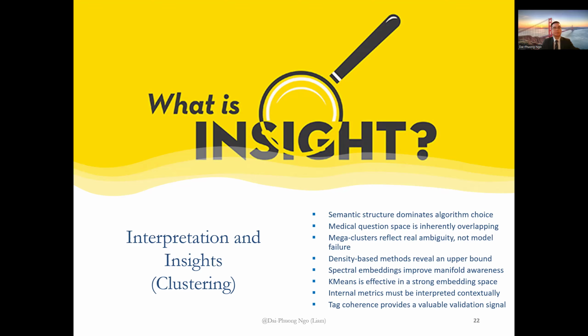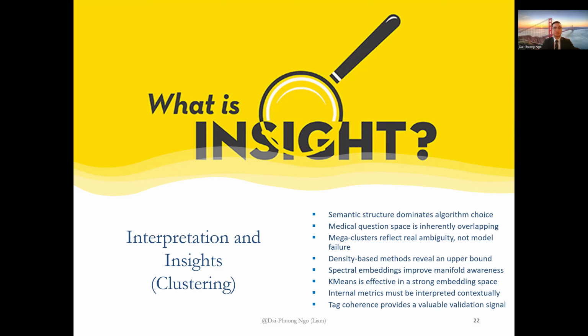Semantic structure dominates algorithm choice. Improvements in representation, POS filtering, BERT embeddings, and tag features had a larger impact than switching clustering algorithms. Medical question space is inherently overlapping. Many questions naturally span multiple topics, for example symptoms, timing, and anxiety, limiting achievable global separation. Mega clusters reflect real ambiguity, not model failure. Large generic clusters capture vague or exploratory questions rather than indicating poor clustering design.